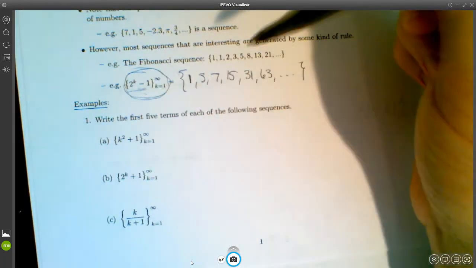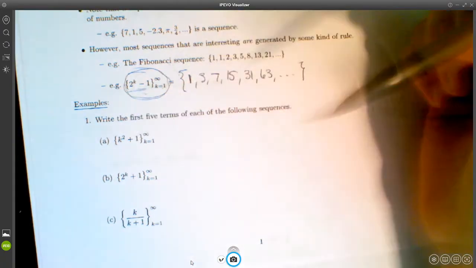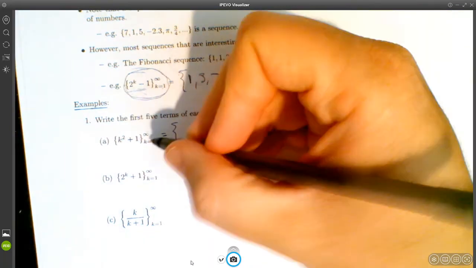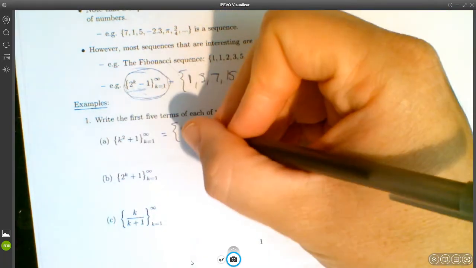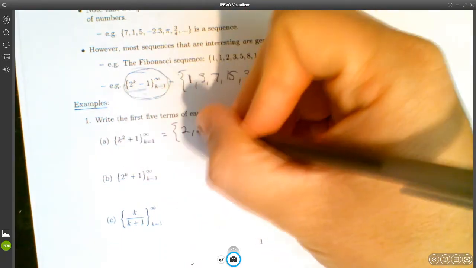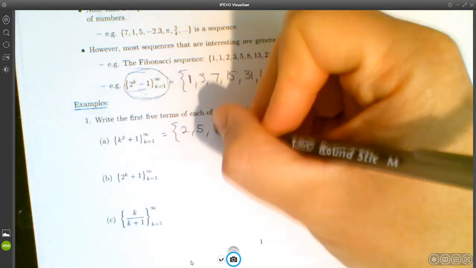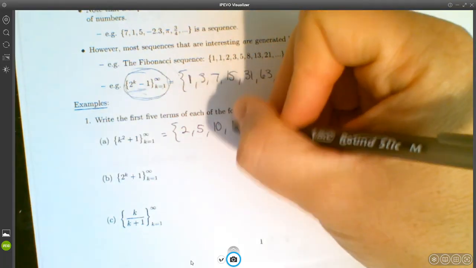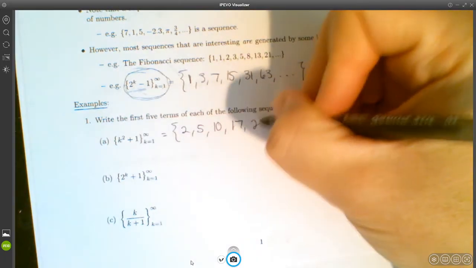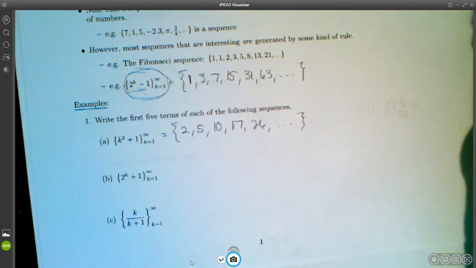Example 1 says, write the first 5 terms of each of the following sequences. So for part A, if we wanted to write down the first 5 terms, we would start off plugging in 1. 1 squared plus 1 is 2. Plug in 2: 2 squared plus 1 is 5. Plug in 3: 3 squared plus 1 is 10. And then we would get 17. And then at 5, we would get 26, right? This is going to keep going on and on forever, but we were only asked for the first 5 terms, so there they are.